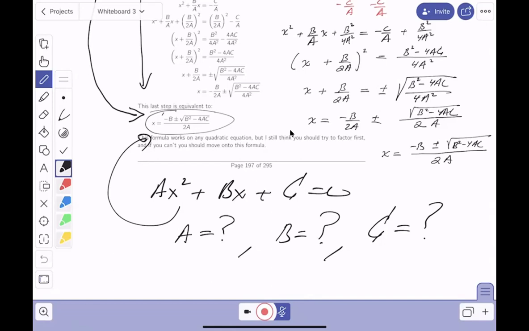What's the problem with using the formula though? For a lot of students, it's a simplification. You have to simplify. And that might be difficult.